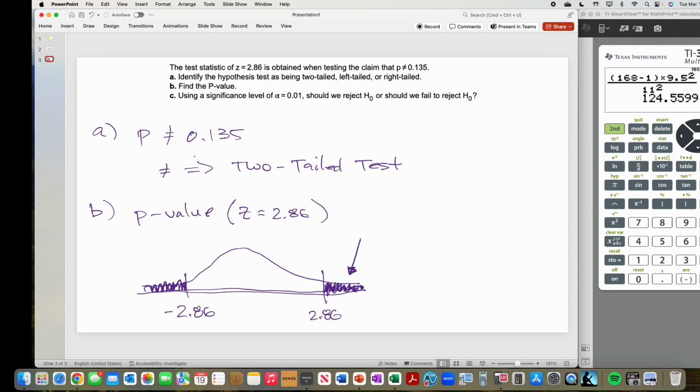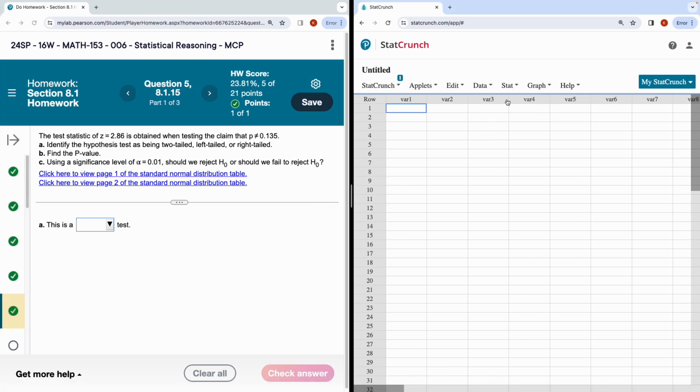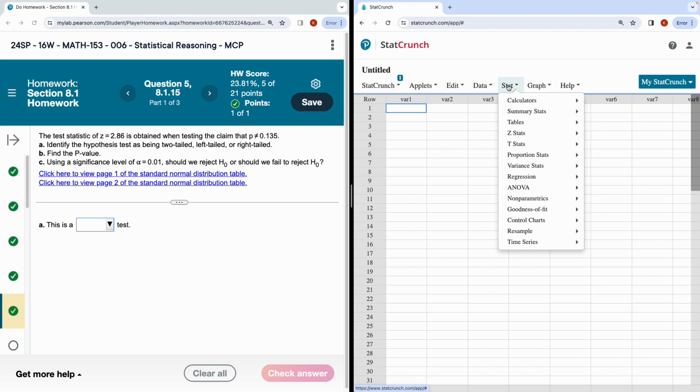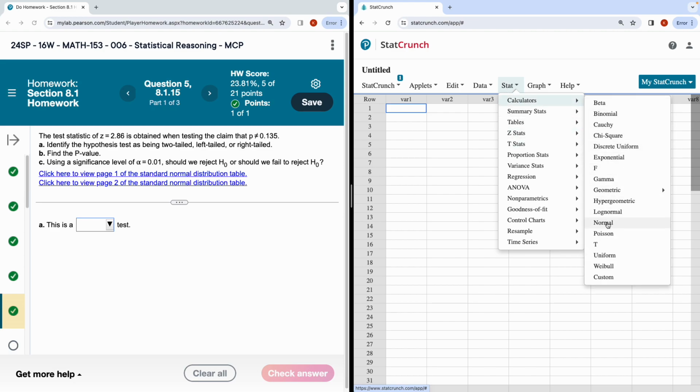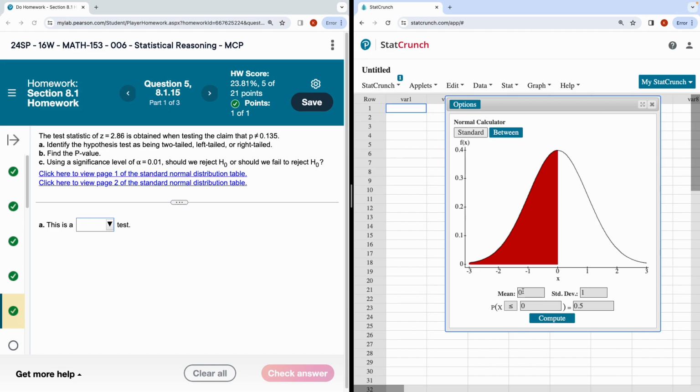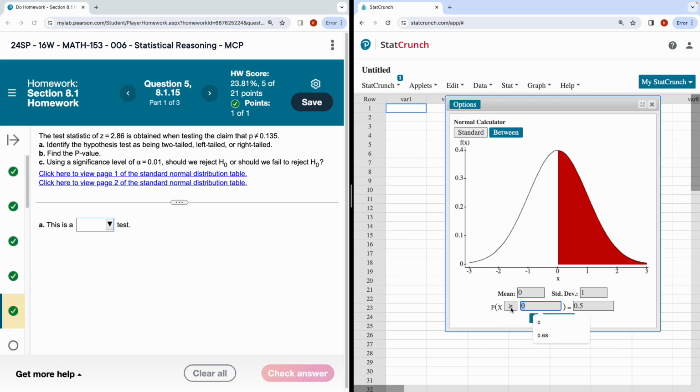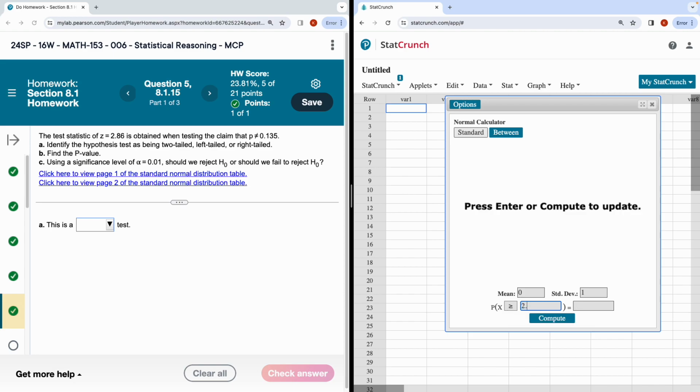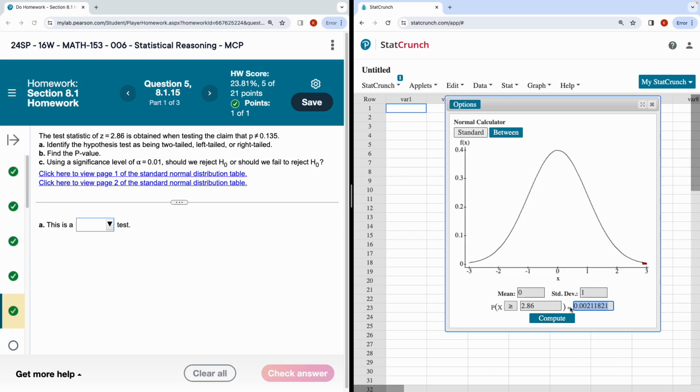So I'm going to go back here to StatCrunch, and I'm going to open a normal calculator because we're dealing with a z statistic here. I'm going to go to calculators and normal. I am going to leave my mean and my standard deviation for a standard normal distribution. But now I'm going to change my inequality to greater than, and I'm going to type in the stated test statistic of 2.86. And when I hit compute here, that's the area to the right of my test statistic.